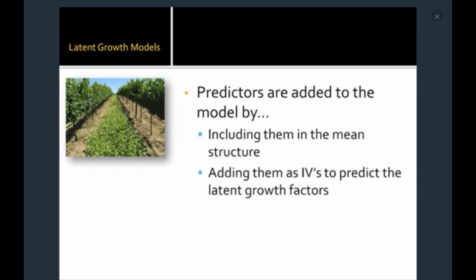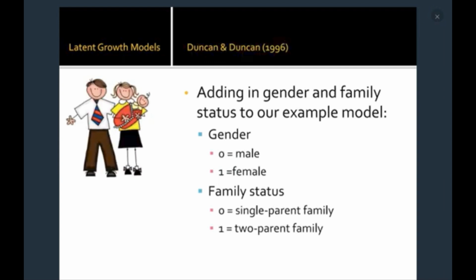When we do it, we got to make sure that we include them in the mean structure, which means that we are estimating means for those predictors as well as part of the model. That's just to do so so that we can properly connect them to our latent growth model. And then also adding them in as IVs is typically what the use is. That's typically why we add in predictors in the first place, is we're predicting our initial status and linear change latent variables with them. So what do we have here for this particular model?